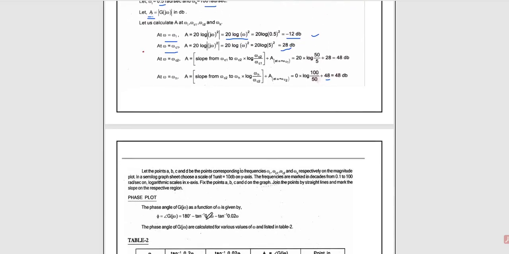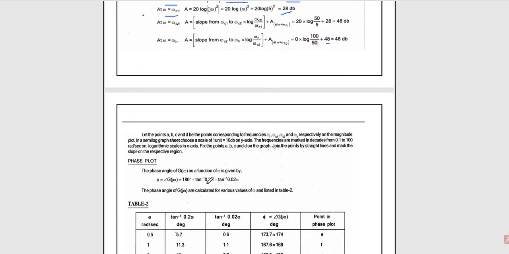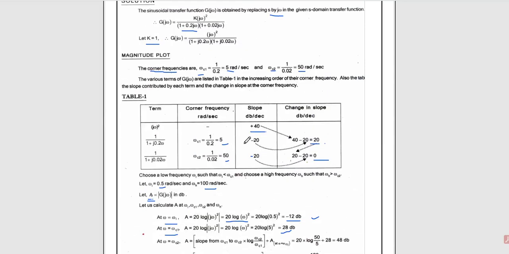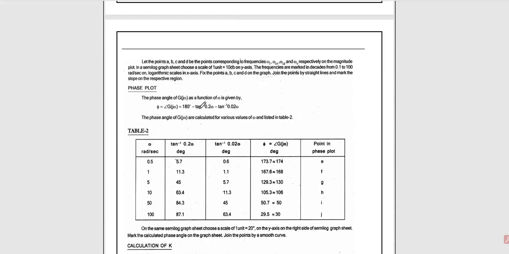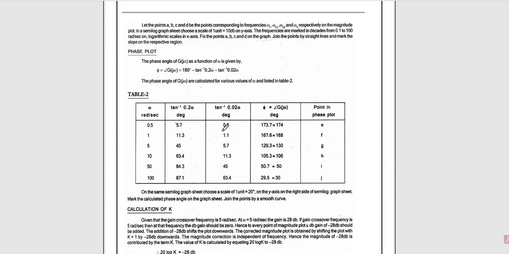So 180 degrees minus, and for this, it is a plus jb form. A is 1, B is 0.2 omega. So tan inverse of B by A is the angle. B is 0.2 omega and A is 1, so 0.2 omega by 1 gives you 0.2 omega. So tan inverse of 0.2 omega, and minus tan inverse of 0.02 omega. These two are negative because both are in the denominator, so the angle should be negative. The other is in the numerator, so its angle should be positive. So 180 degrees minus tan inverse of 0.2 omega minus tan inverse of 0.02 omega. This is the angle equation. So for different values of omega, find out the angle.